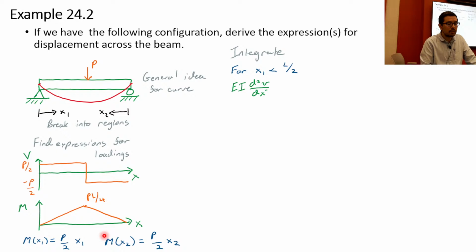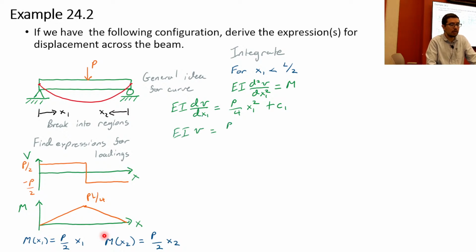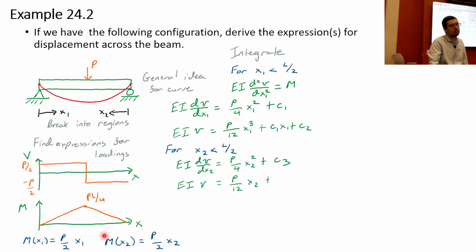What do we integrate? We have our equation, EI, second derivative of v with respect to x1 is equal to M. And we can write out the integral for the one integral. We can solve, right? Or do another integral. Okay? And for x2, we can also do the same thing. And don't use the same C1 and C2, but write out C3 and C4. Okay? What are the boundary conditions?